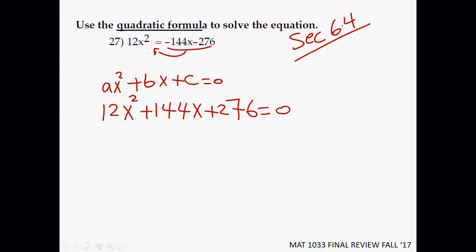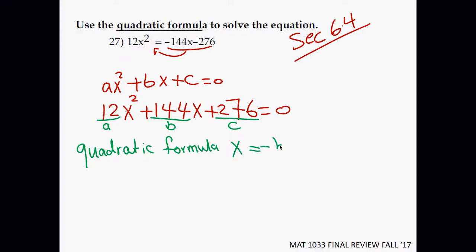So what is mine? This is my A. This is my B. And this is my C. And the quadratic formula is x equals negative b plus or minus the square root of b squared minus 4ac, over 2a. This is the quadratic formula. And you could also always check whether you can divide through to make the equation simpler. All those numbers do divide by 12.